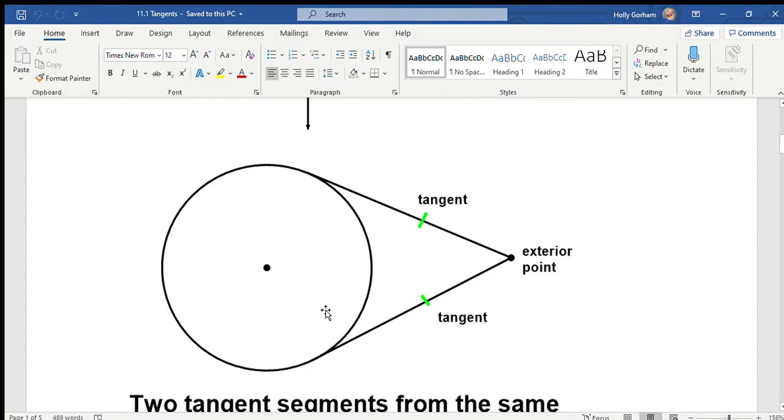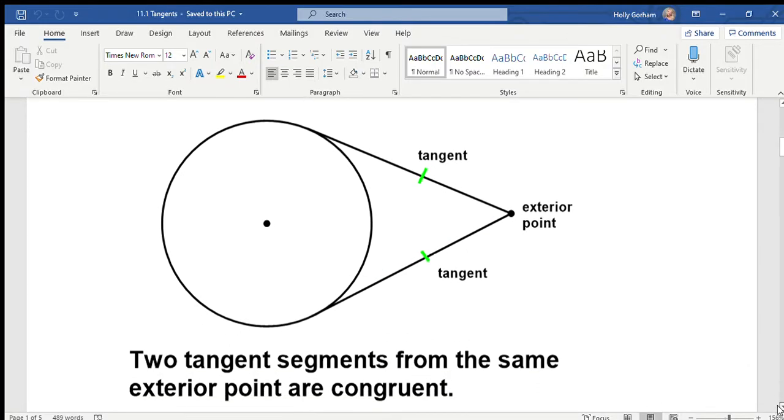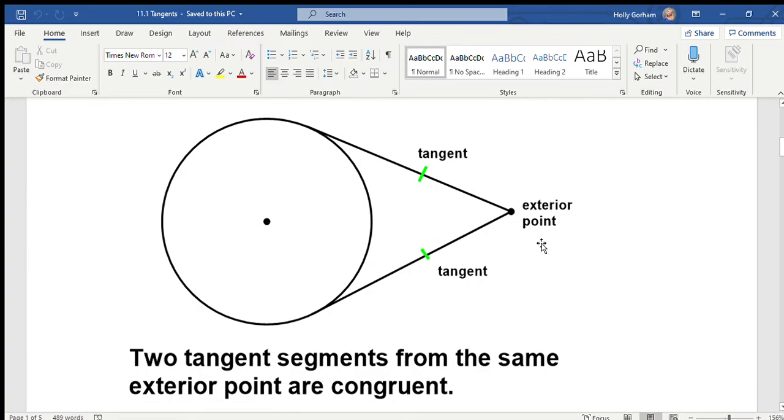Let's continue on. Now, let's say that you have two tangent segments that are drawn from the same point. So we have this exterior point, this point that's just outside somewhere. If you draw a tangent to the top and then draw a tangent to the bottom, those two tangent segments have to be congruent to each other. It's kind of like an ice cream cone. If you turn it upside down or turn it to the side, think about the fact that when you have an ice cream cone, those two sides have to be congruent to each other.